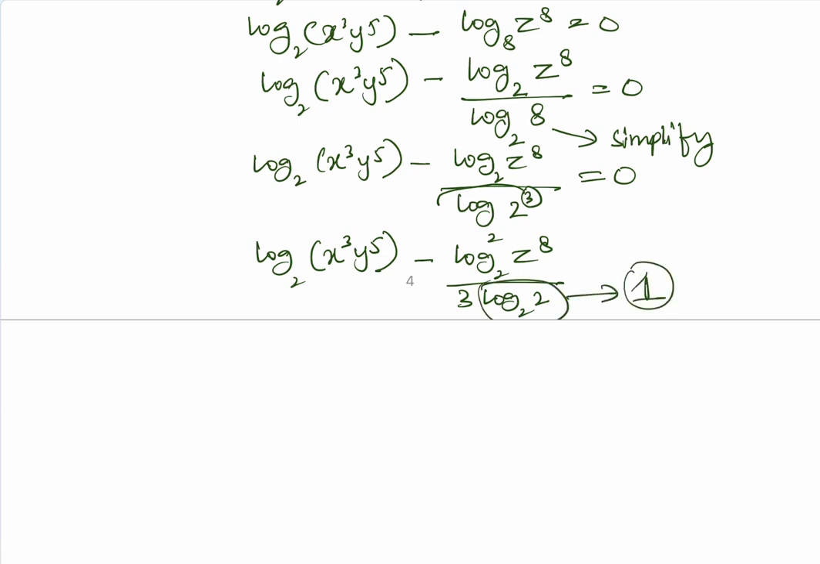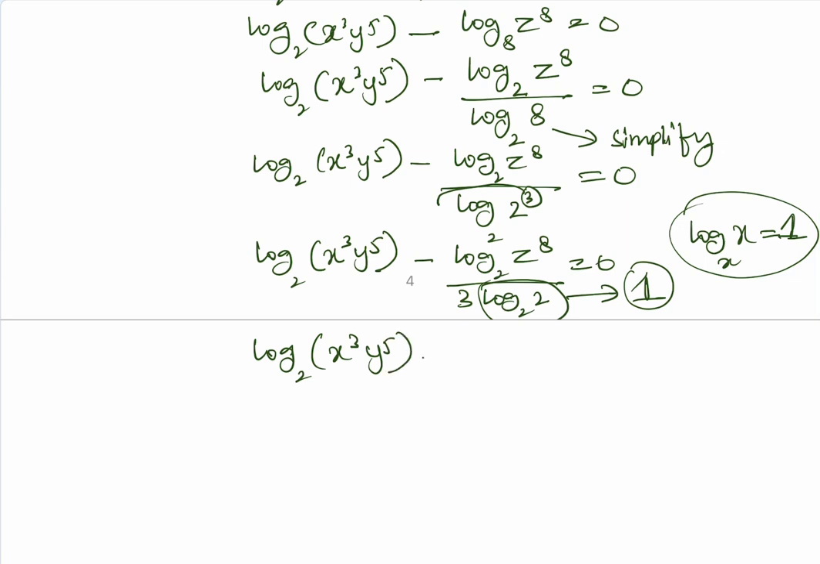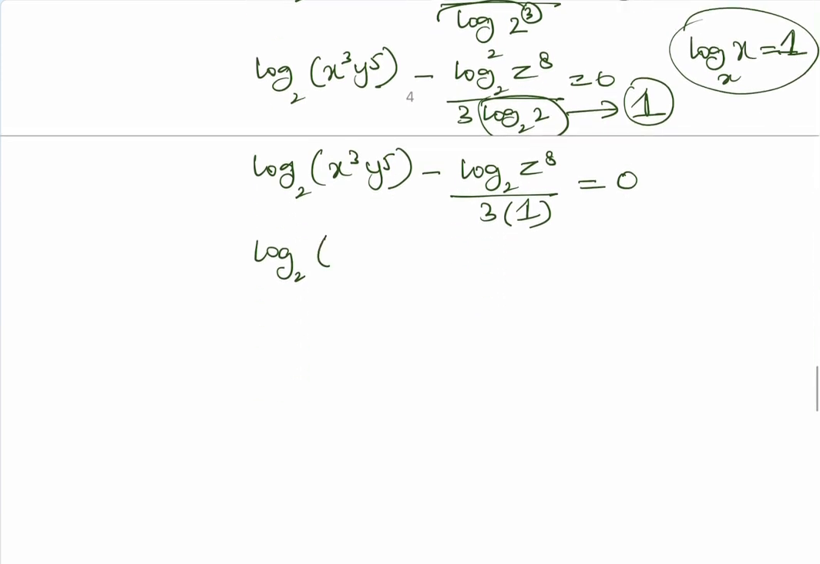What I told you: when the base and the argument are equal, the answer is 1, right? So this is log base 2 of x cubed y5 minus log base 2 of z8, divided by 3 equals to 0. This has become 1, so I'm not considering it. So you see here, there is further simplification to this problem. This is x cubed y5 minus 1 over 3 log base 2 of z8 is equal to 0, right?